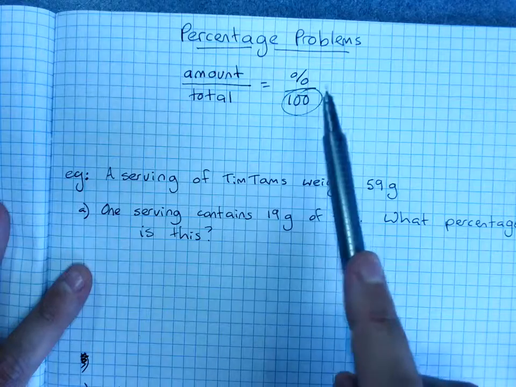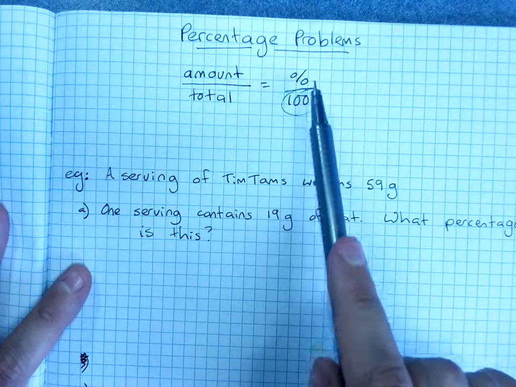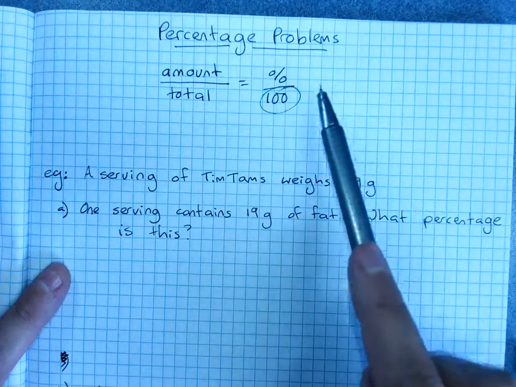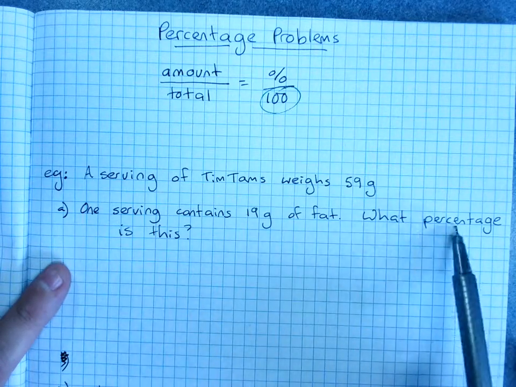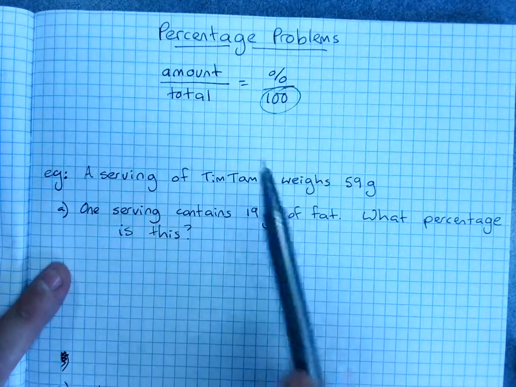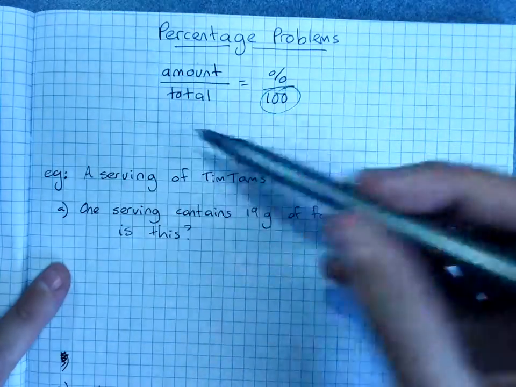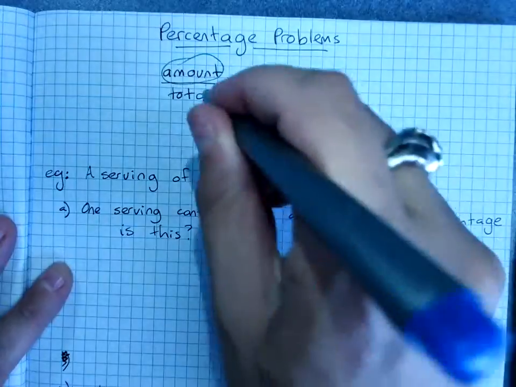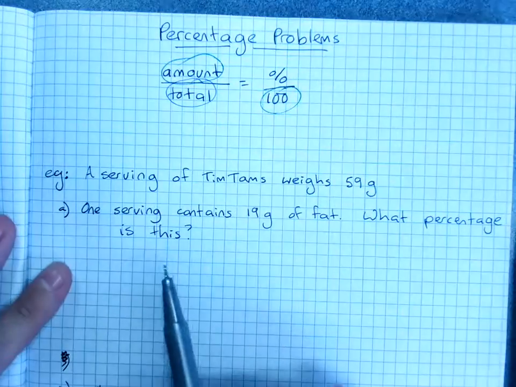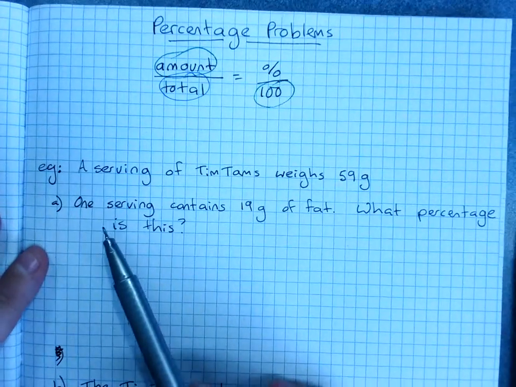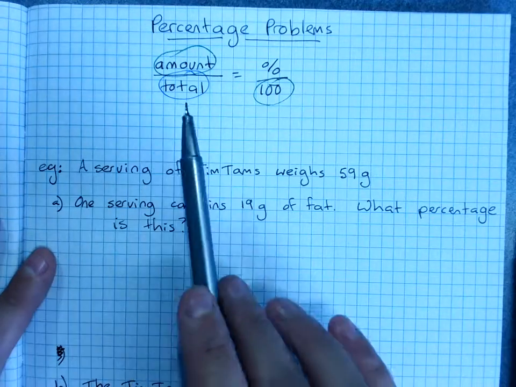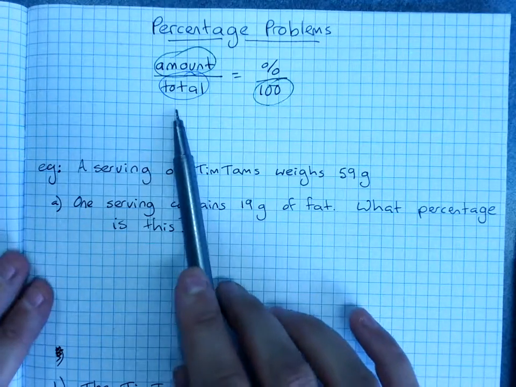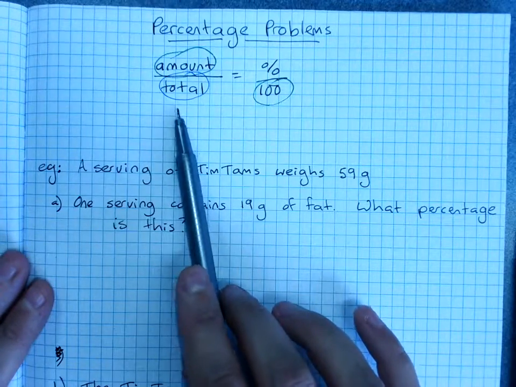So you look to see, have they given me the percentage, or do they want me to find the percentage? If they want me to find the percentage, the question will say, what percentage is this? Then it's about identifying what is the amount and what is the total. And generally, your total is going to be, here is your main larger amount, here is what one whole is.